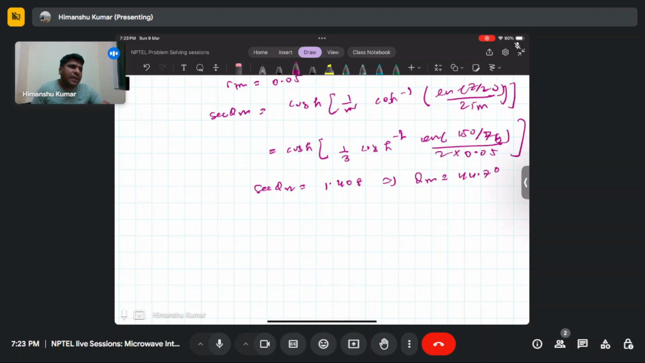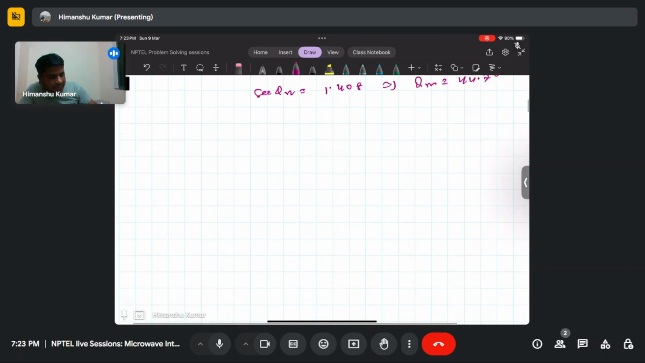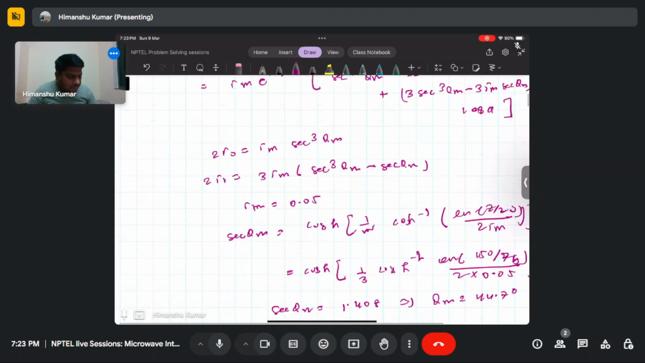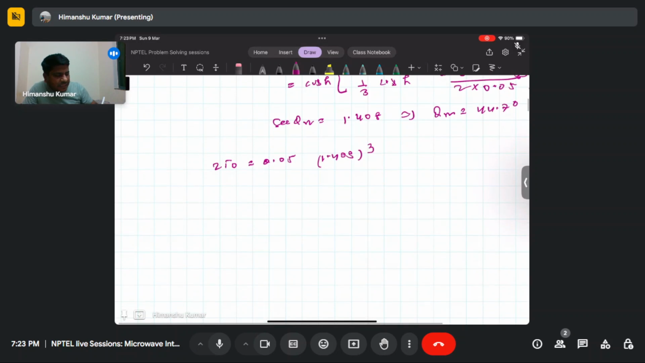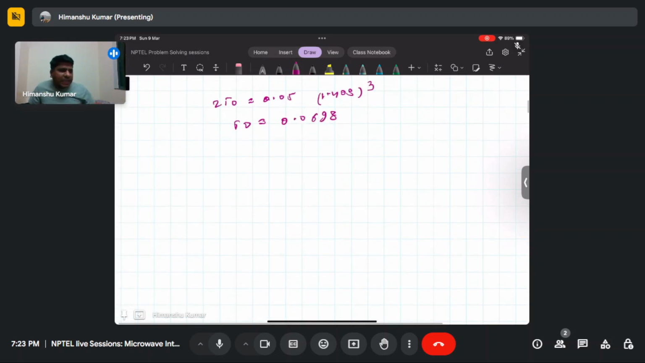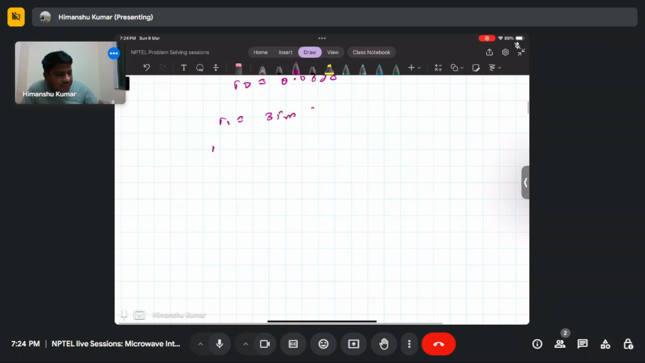Now we know theta m and gamma m are given. So now we can put in theta m, and 2 times gamma naught will be equal to gamma m sec cube theta, so 0.05 times 1.408 whole cube, and then you can find gamma naught as 0.0698. So this is gamma naught. And similarly we can put the theta m value in the second equation and find gamma 1 as 3 gamma m sec cube theta m minus sec theta m. So gamma 1 will be equal to 0.1037.